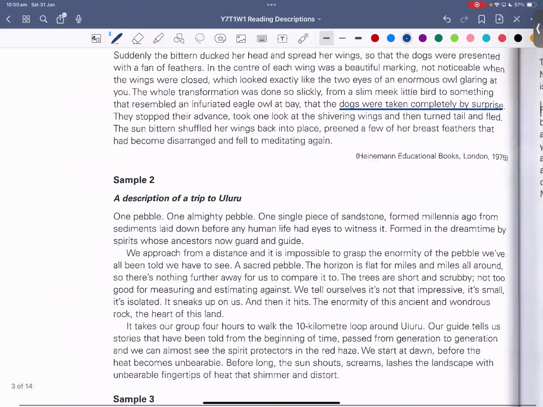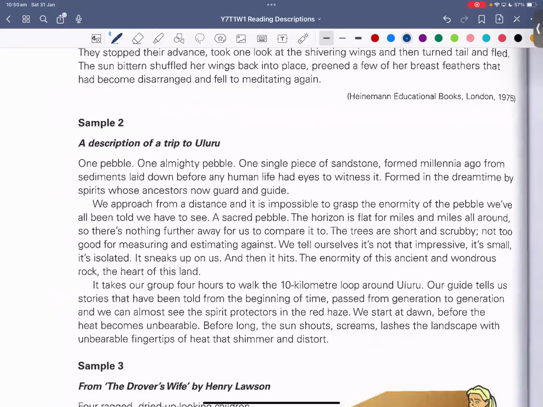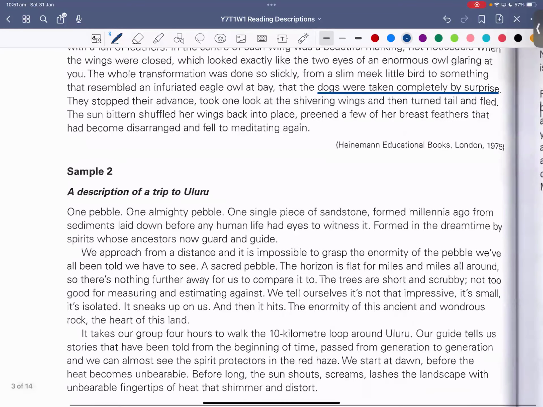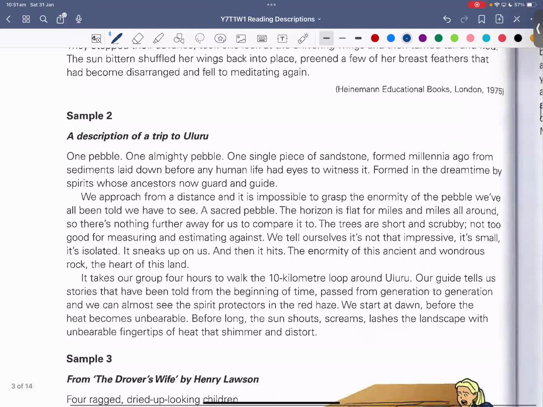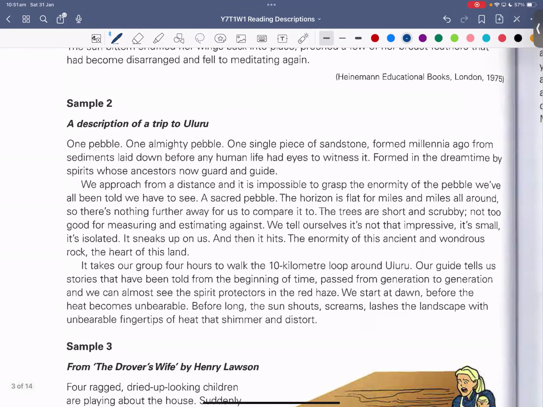So which line? The third line, formed in dream time, that one? Yeah, we're doing sample 2. So this question, sorry. But what about from sample 2, guys? Anything here that brings to life what the writer felt, emotion-wise?